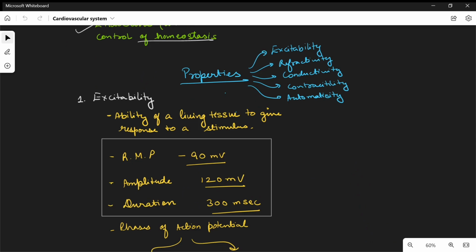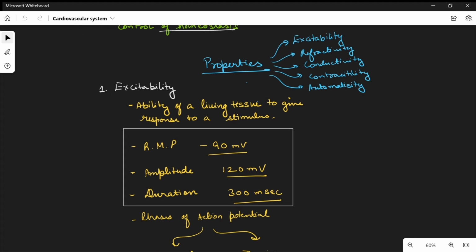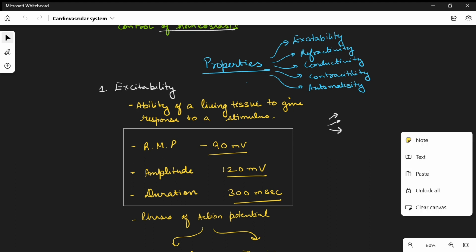Moving to the next topic, that is the properties. There are 5 properties: excitability, refractivity, conductivity, contractility, and automaticity. So let us cover one by one. What is excitability? First of all, let's discuss the definition: the ability of a living tissue to give response to a stimulus. If a stimulus is generated, then some response should be there, right? So that is known as excitability.